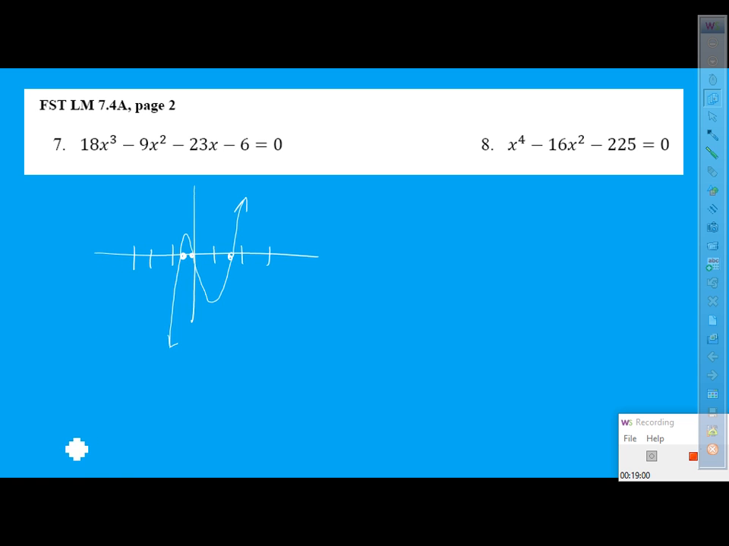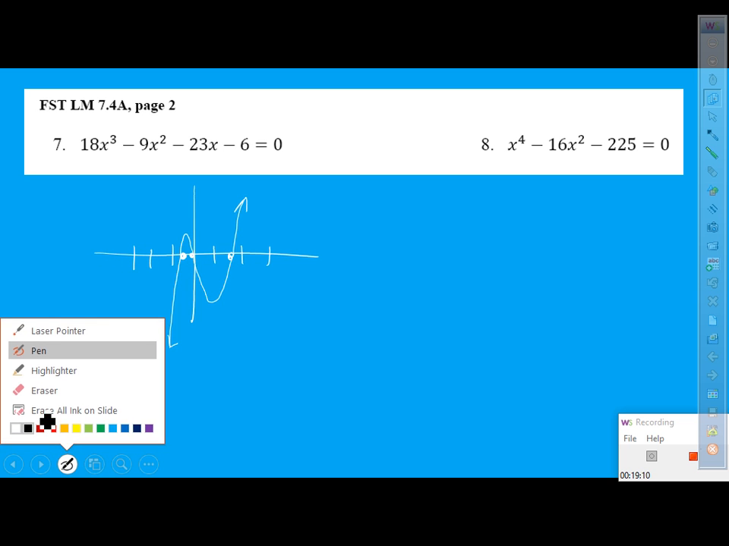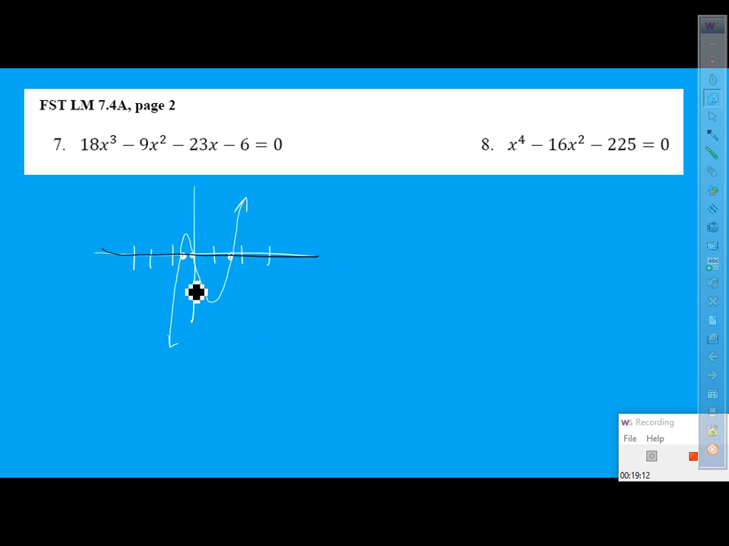You'll also graph the line y equals 0. So you got that going right there. Second, calculate that.